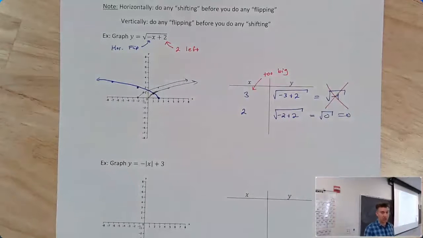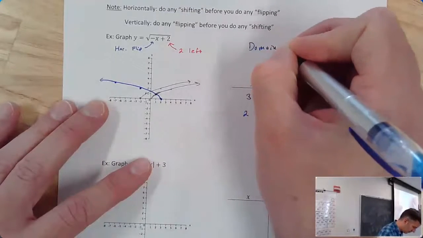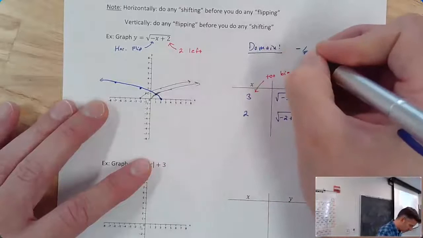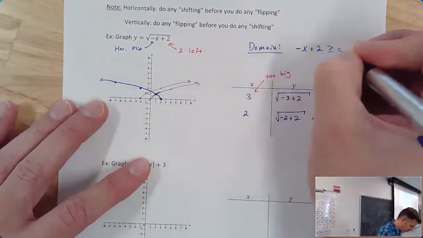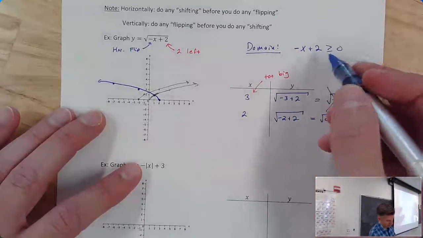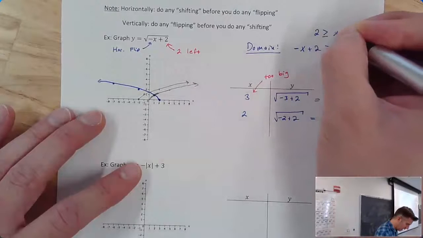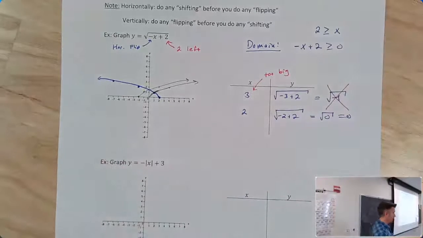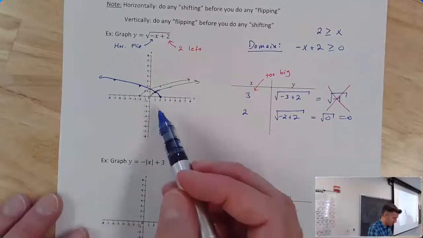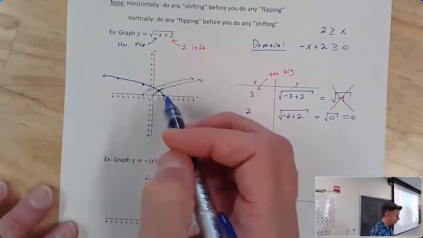In fact, you could find the domain by saying that everything we're taking the square root of had better be greater than or equal to 0. And then if you add x to both sides, you get 2 is bigger than or equal to x. Or if you prefer, x is less than or equal to 2. That totally corresponds to how this graph looks. x is definitely less than or equal to 2.